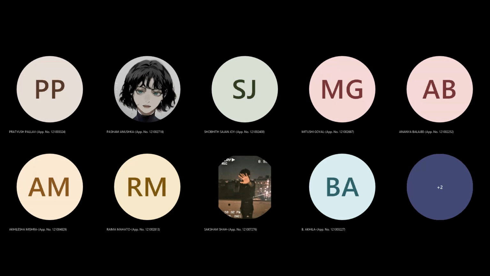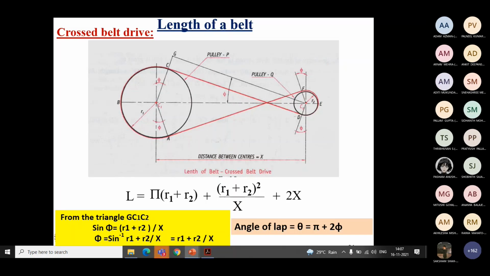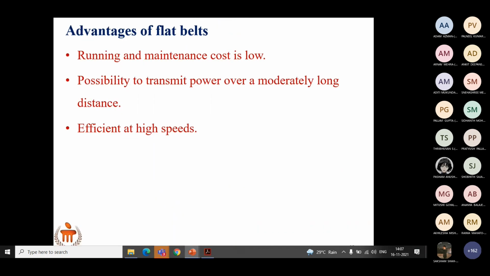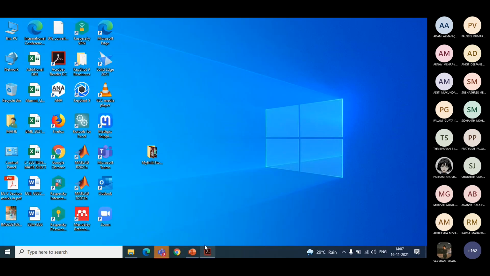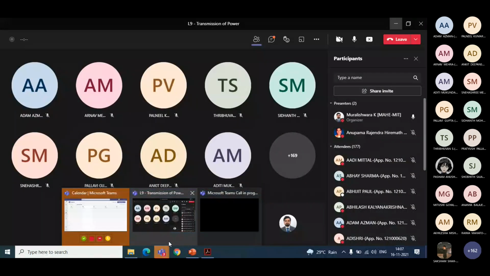So that is the difference. So you see, angle of lap is pi plus 2 alpha. One thing you have to be very careful about is that the angle of lap, or whatever angle of contact we call it, is always for the driven pulley. Is that clear? It is always for the driven pulley. So alpha equals sin inverse of (R1 plus R2) by X. With these equations in mind, we'll move on to some numericals.